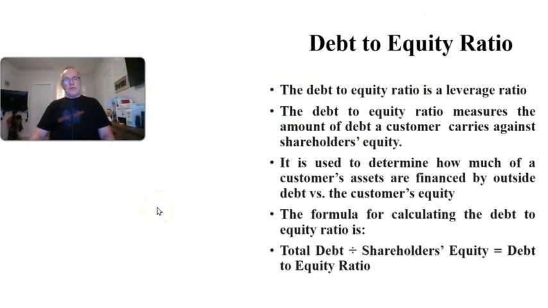A second type of financial ratio is a financial leverage ratio. The debt-to-equity ratio is a very popular leverage ratio. It measures the amount of debt a customer carries when compared to the amount of equity that has been invested in the company. Fundamentally, the DE ratio is used to determine how much of a customer's assets are financed by debt rather than by equity. And the formula for the debt-to-equity ratio is total debt, aka total liabilities, divided by shareholders' equity. The total debt and the shareholders' equity summaries are both found on the balance sheet. It's readily available information. If you have a customer's balance sheet, you have those two numbers that have been calculated for you on the balance sheet.